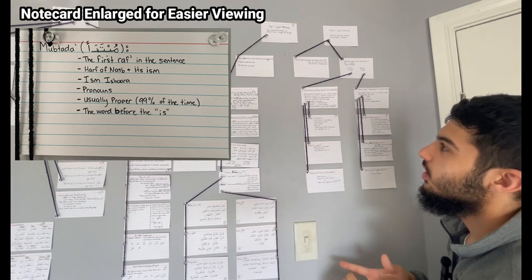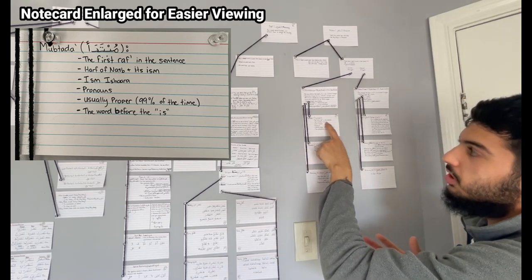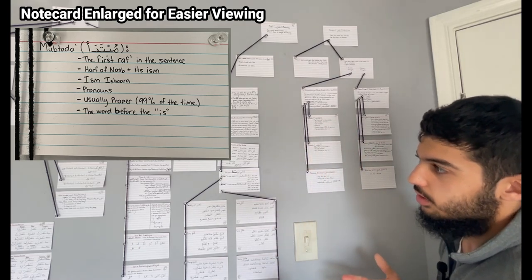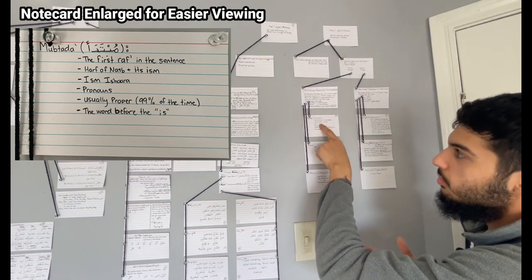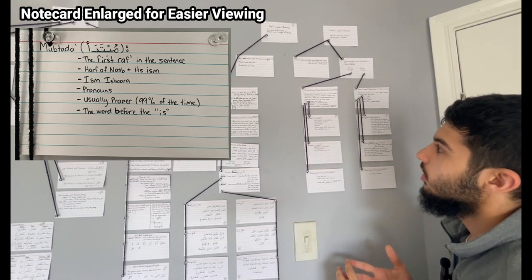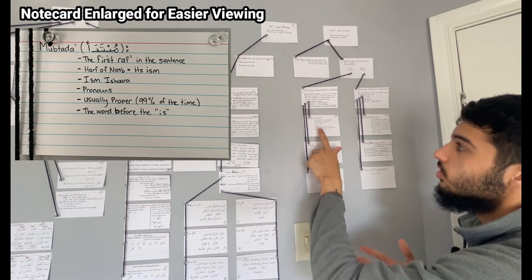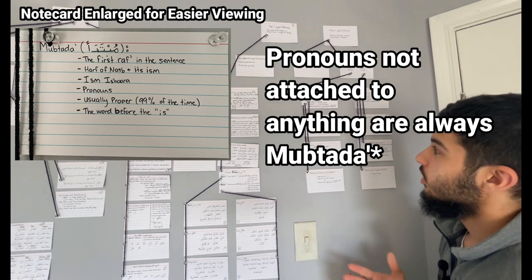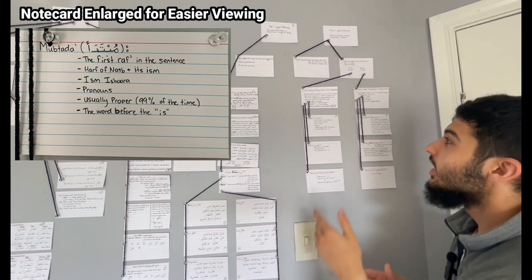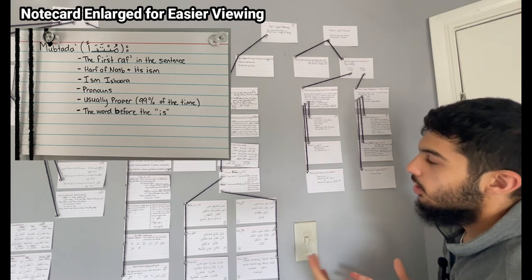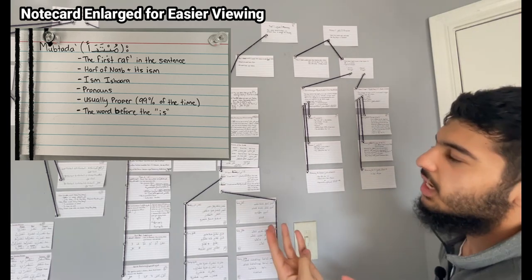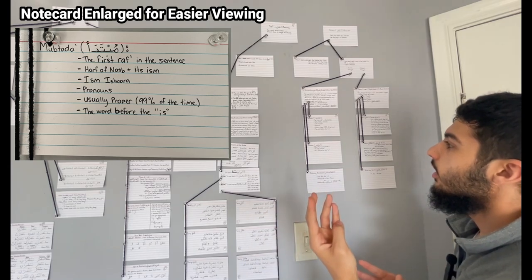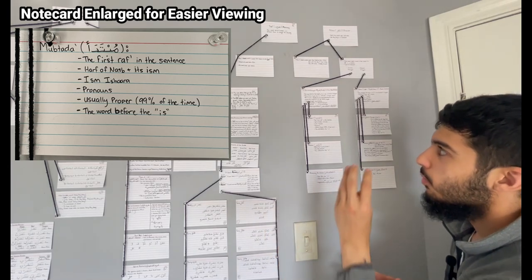Now what else could be the mubtada? A harf of nasib plus its ism. We already learned about harf of nasib. It makes the next word nasib. So that could be mubtada. Ism ishara, we learned those. Those could be mubtada. Pronouns are always actually mubtada. And 99% of the time, the mubtada is proper. We learned about status type being common and proper. Then 99% of the time, mubtada is proper.